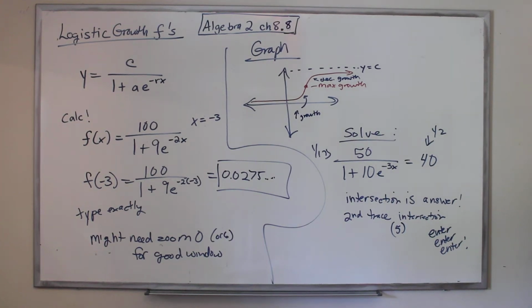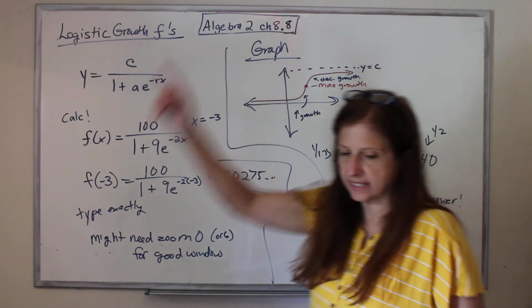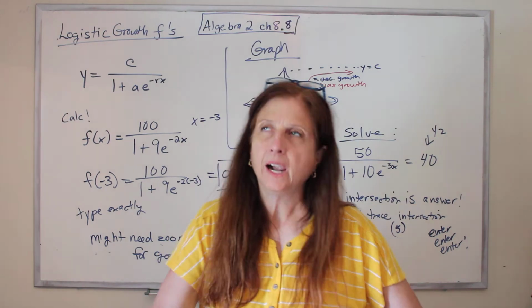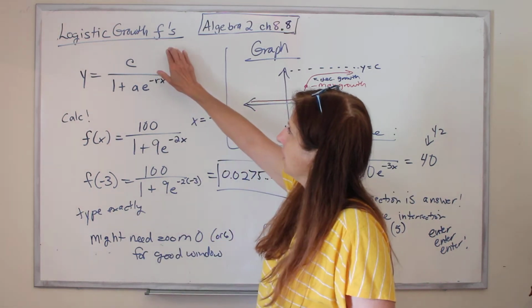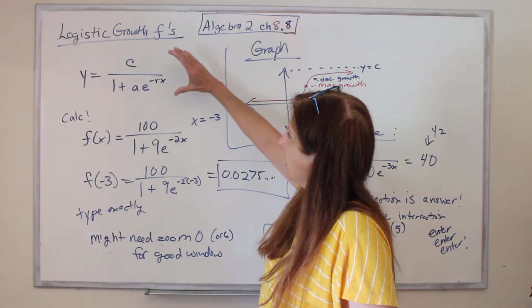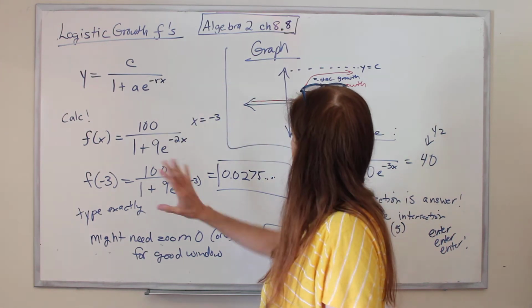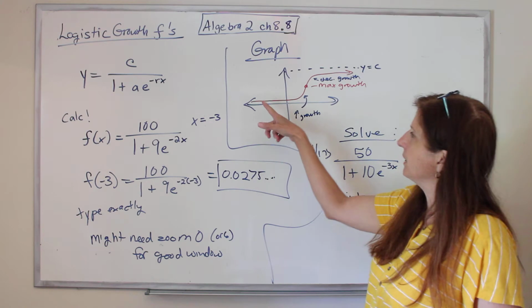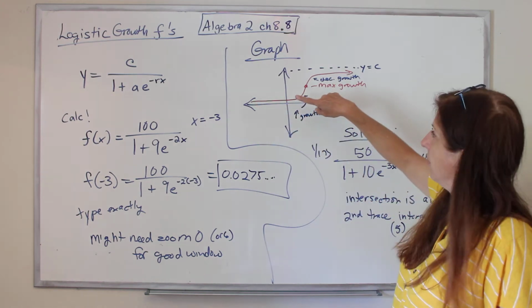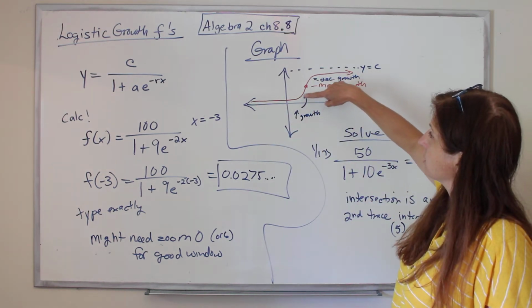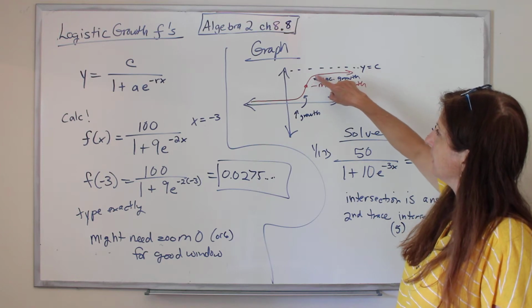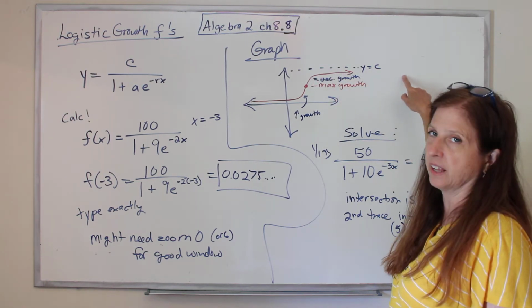Welcome back to Algebra 2, Chapter 8, Section 8 in this book. And what we're talking about is called a logistic growth function. Mathematically, it's this formula. This is an example, which I'll show you in a second. But what it is, it's something that doesn't grow, then it grows exponentially up here, and then it declines its growth and levels off.